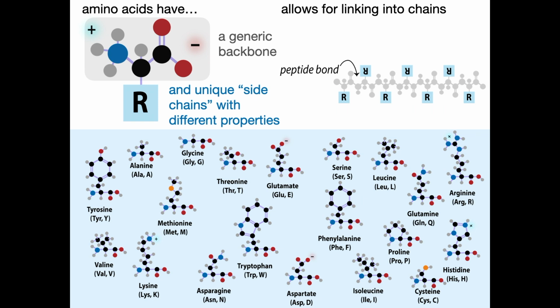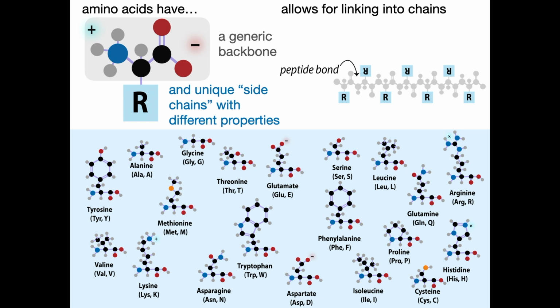Some are small, so they can move around. Some are really big and bulky, so they restrict the motion. Some are charged negatively, some are positively. So based on their unique needs, the protein will fold up in a way that best accommodates all of them. And that's how you get a cool 3D protein.